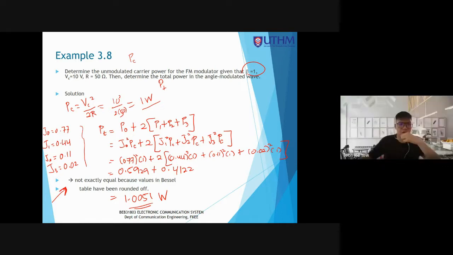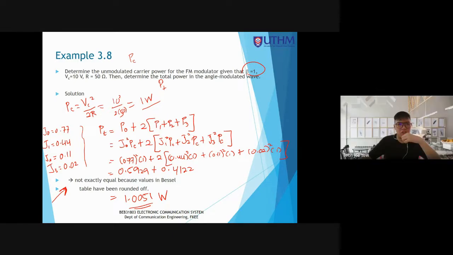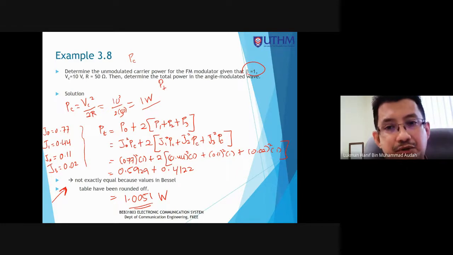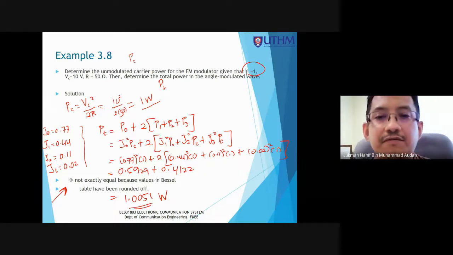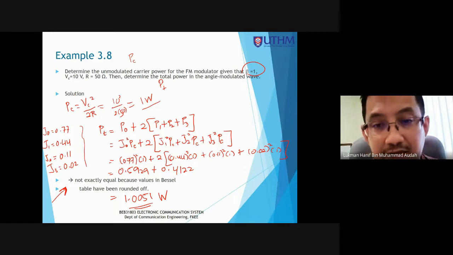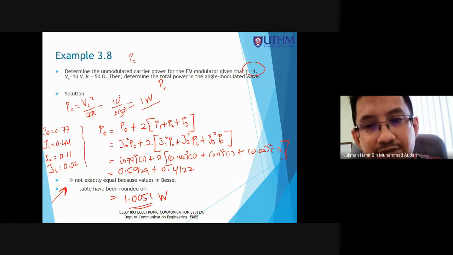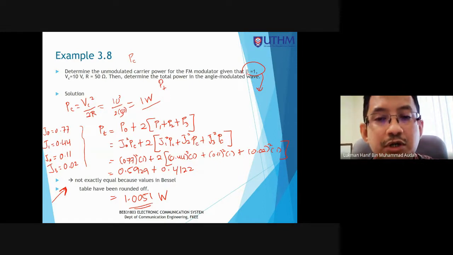Doctor, can you explain again how to get the J? Just now I missed it. Oh, how to get the value of J? Okay, sure. The way I get the value of J is from the Bessel table. When we want to get the value of J, first of all you need to know the value of beta. The value of beta is the modulation index, which is given in the question, equal to 1.